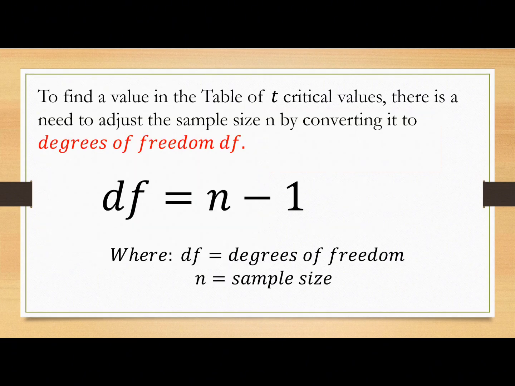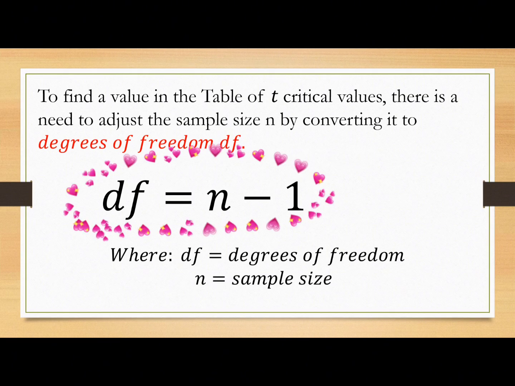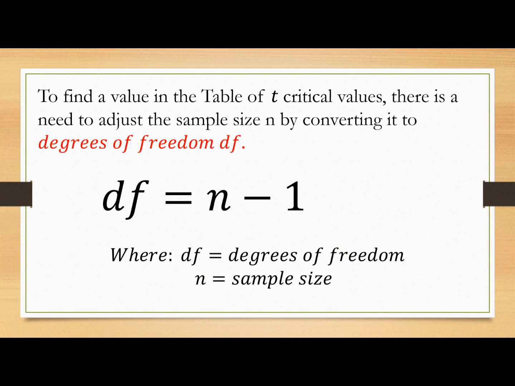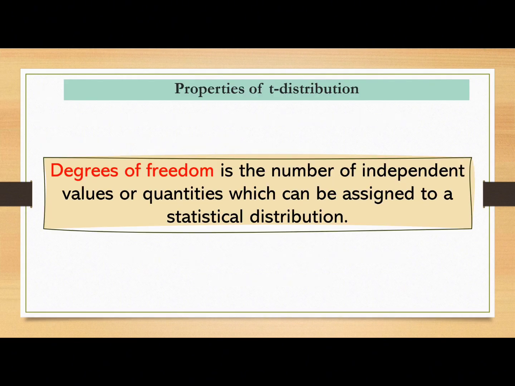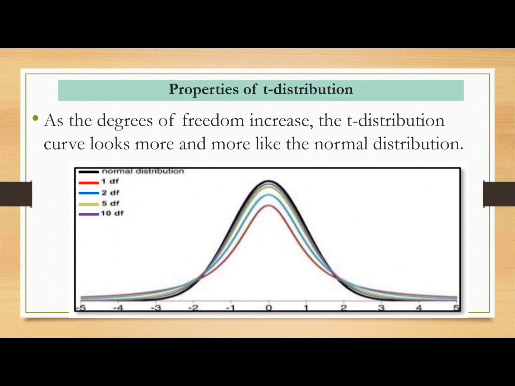Para makuha natin yung value sa table of critical values, kailangan natin i-adjust yung sample size natin by converting it to degrees of freedom gamit ang formula na df is equal to n minus 1. Pero kadalasan, hindi na natin kailangan mag-convert pa kung ang given naman na ay agad degrees of freedom na. Pero kung sample size, kailangan natin yun i-convert muna to degrees of freedom using the formula. Ang degrees of freedom is the number of independent values or quantities which can be assigned to a statistical distribution. As the degrees of freedom increase, the t-distribution curve looks more and more like the normal distribution.